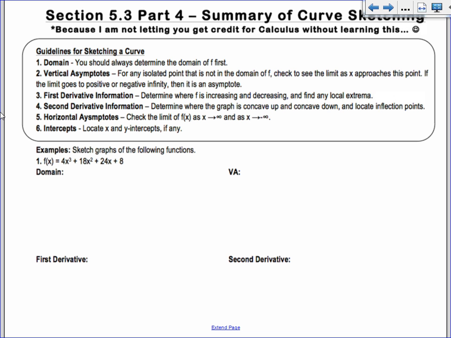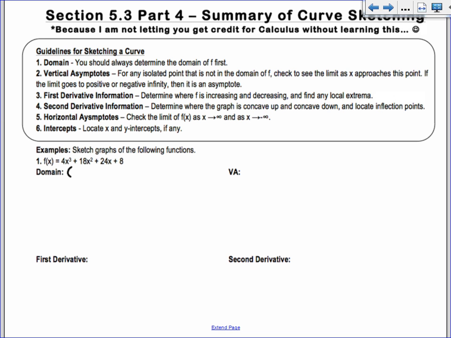Okay, so the guidelines for sketching, girls, is you would find the domain, you find the vertical asymptotes, the first derivative information, second derivative information, horizontal asymptotes if there's any, and the intercepts. So we would go through all of these steps. Now some of these are not going to have asymptotes. Like this first one, no asymptotes. So it says sketch the graph of the following functions.